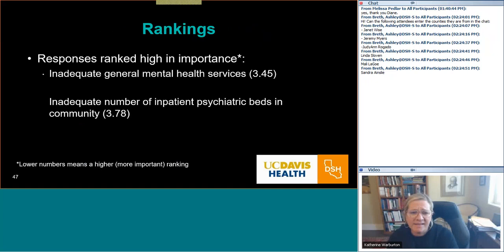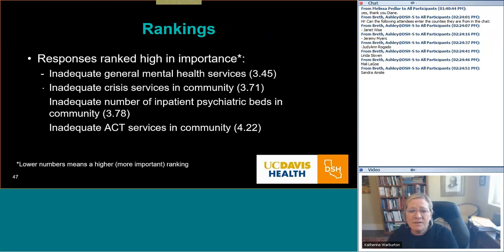So we just asked for opinions: what do you, as the mental health leader in your state, think is driving the IST crisis? And these were the top 4 answers. Inadequate general mental health services in the community, inadequate crisis services in the community, inadequate number of inpatient psychiatric beds in the community, and inadequate assertive community treatment services in the community. These are just the opinions of state leaders around the country as to what was driving their IST crisis. Next slide, please.